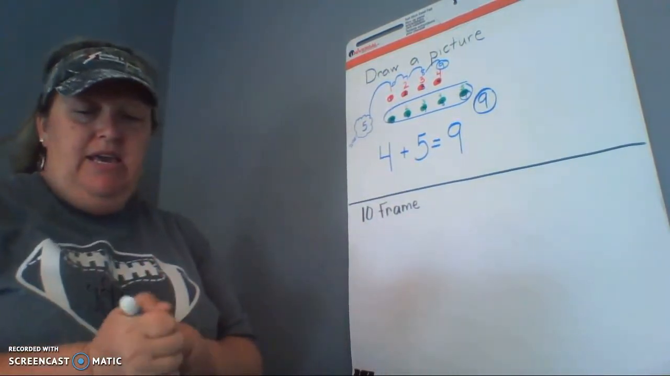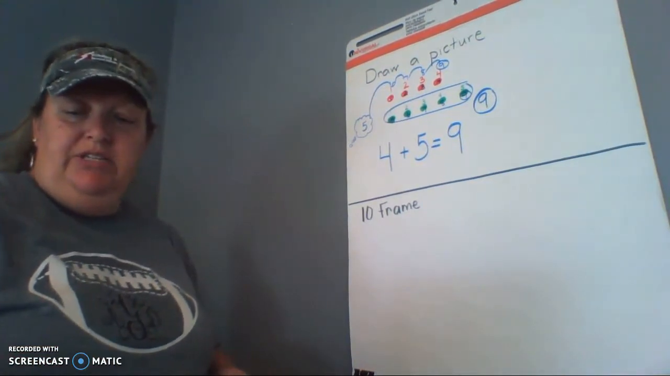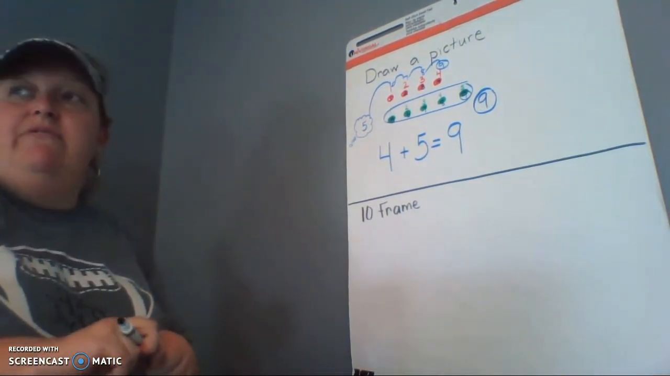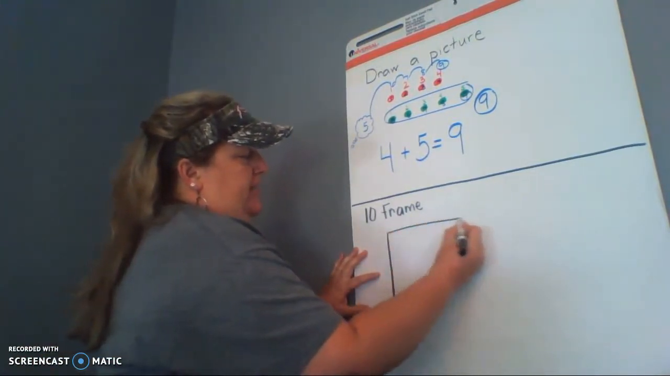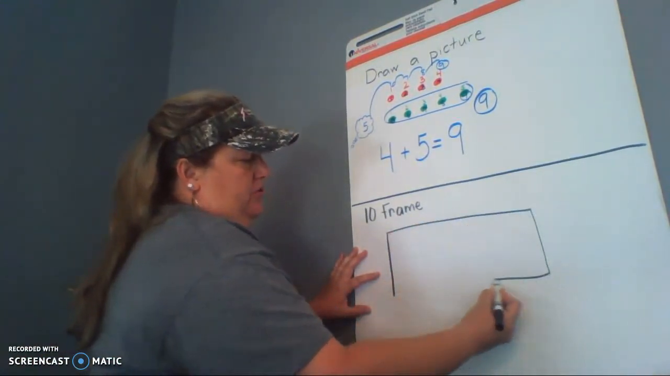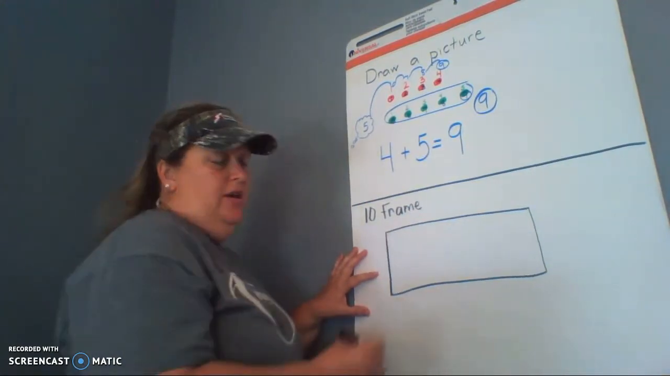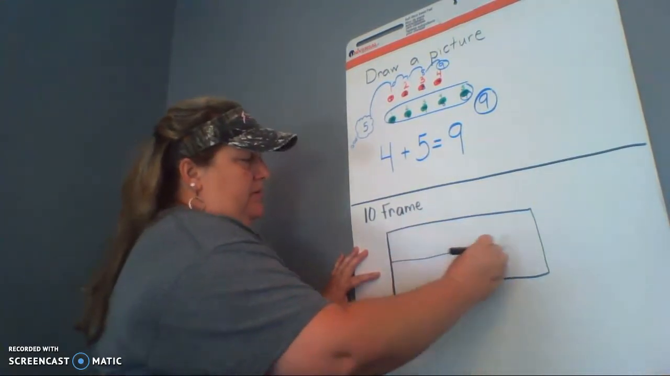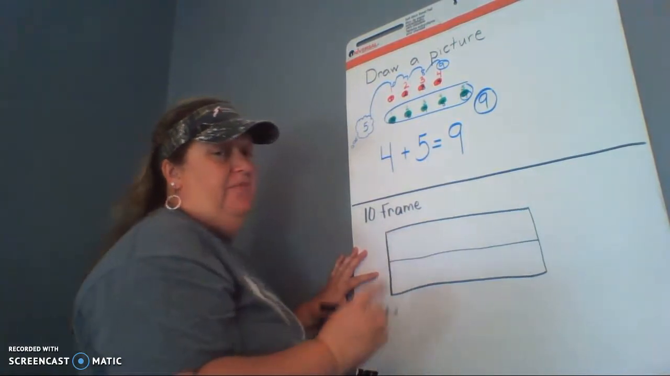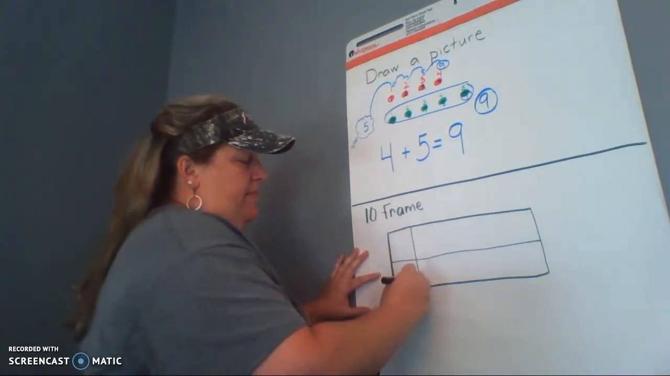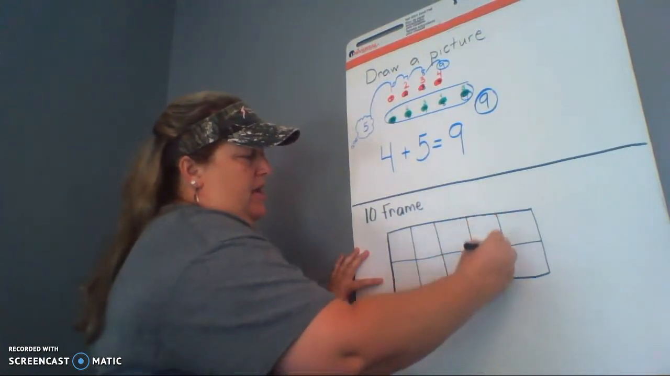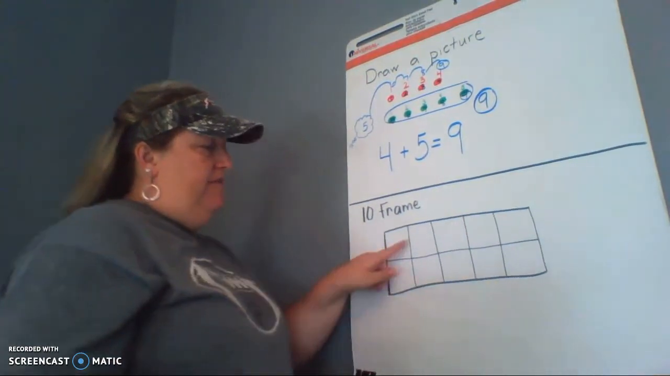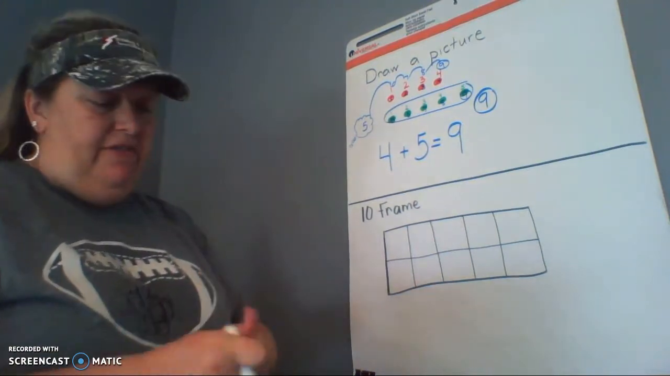Awesome, okay? And one more strategy that we like to use is we like to make a 10 frame. And in order to make a 10 frame, you make a rectangle, 2 sides that are short and 2 sides that are long. And then we draw a line in the middle from the left to the right. And then we draw 4 lines from the top to the bottom. And then I have a 10 frame. 5 on the top and 5 on the bottom.